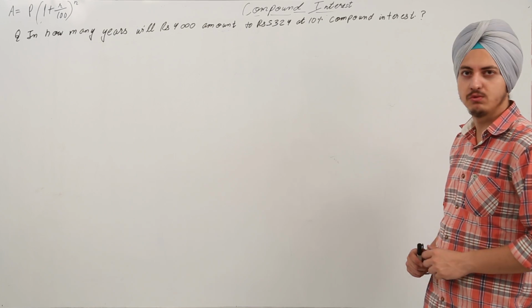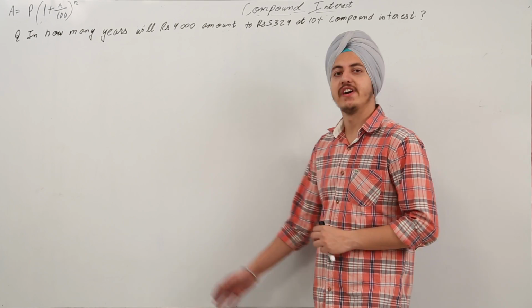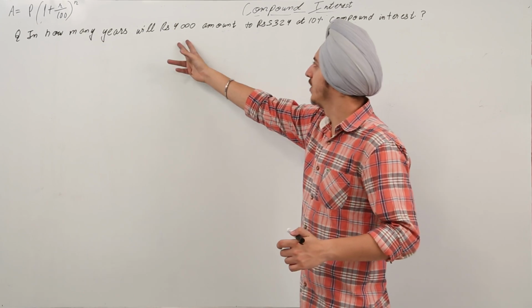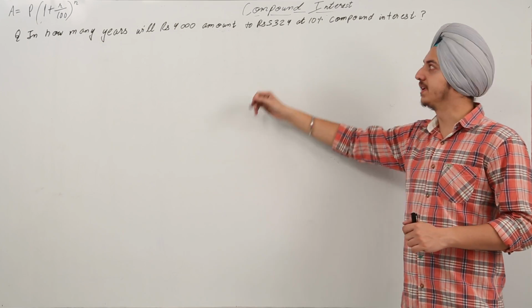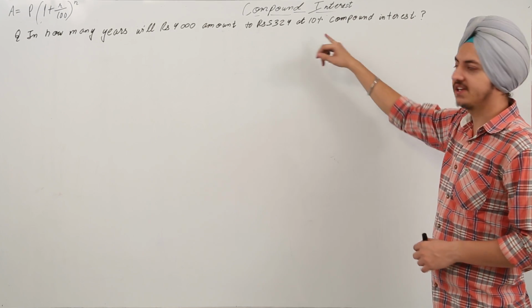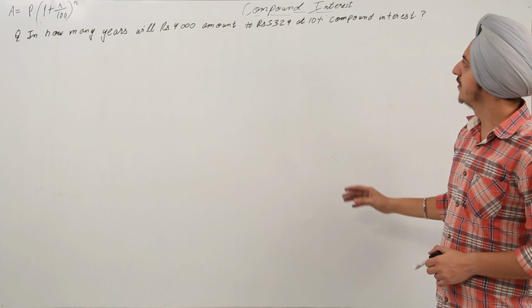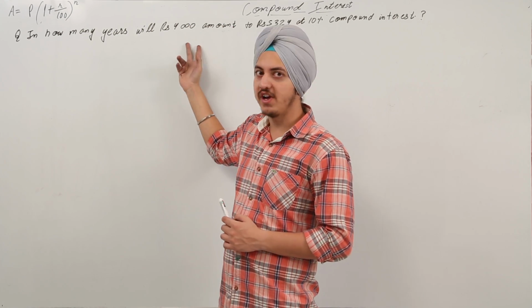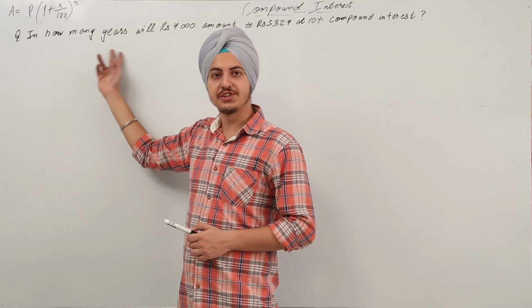Now in this question, what we have to do is find the time. The question is, in how many years will rupees 4,000 amount to rupees 5,324 at a rate of 10% compound interest? So we are given the rate, we have the amount, we have the principal. What we have to find is the time.